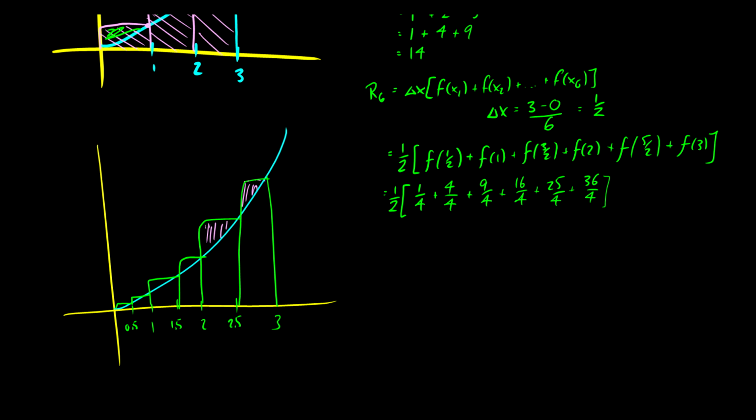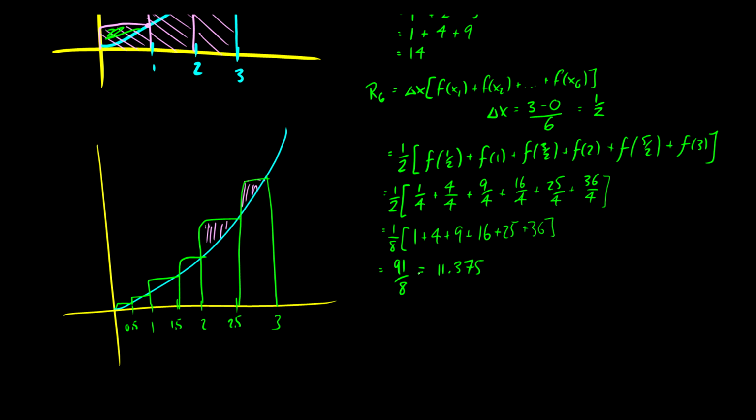Alright, so at this point we can factor out a 1/4, so we're going to get 1/8 times 1 plus 4 plus 9 plus 16 plus 25 plus 36. So when we add this together and multiply, we'll get 91/8, which is 11 with 3 left, so we're going to get 11.375. In fact, that's not even an approximation. That is equal to it.